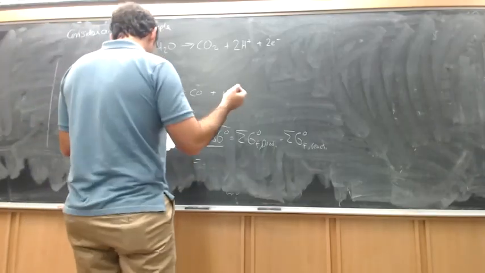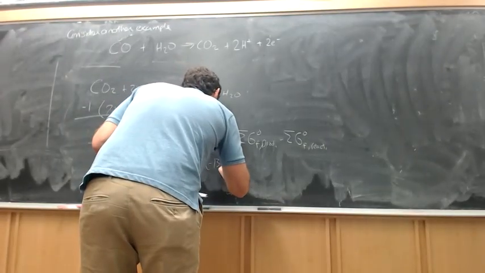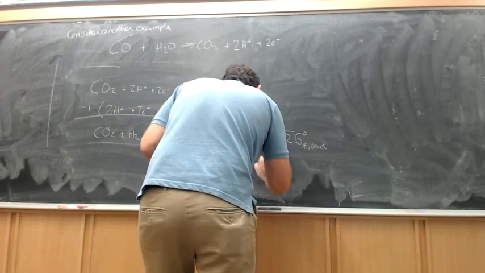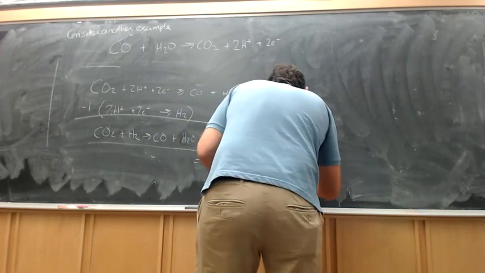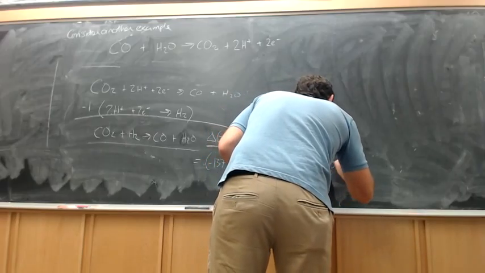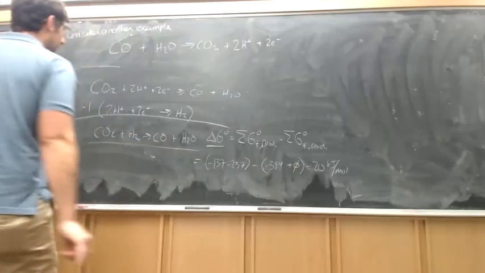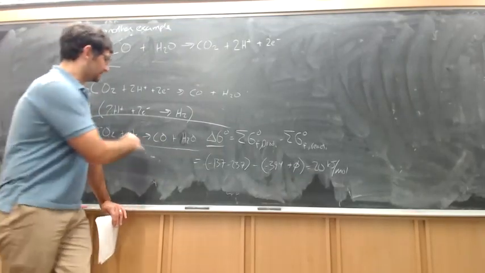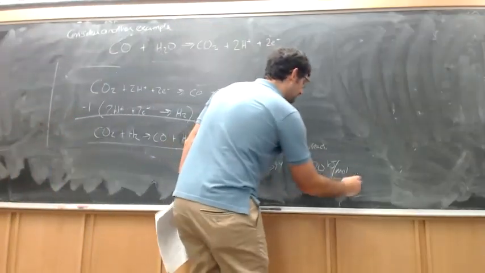So we do the calculation: negative 137 minus 237 minus negative 394 plus 0 equals 20 kilojoules per mole. By the way, the free energy of formation of elements in their standard state is 0. That's where the H2 is 0, that's the 0 there. So it's 20 kilojoules per mole.